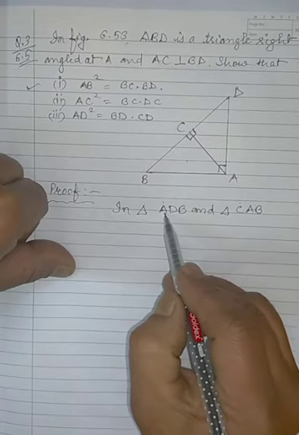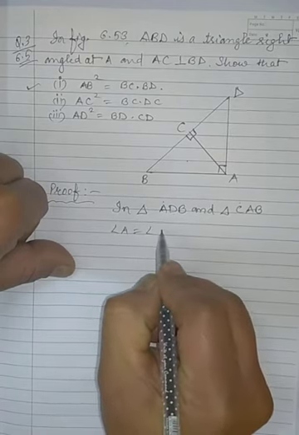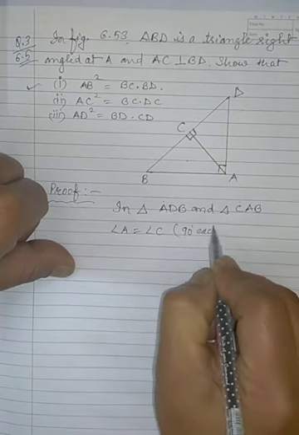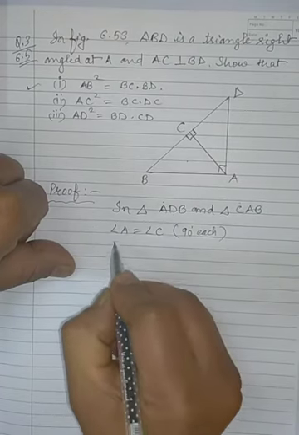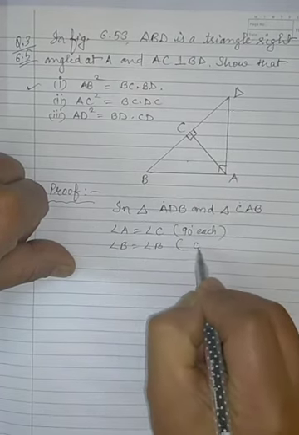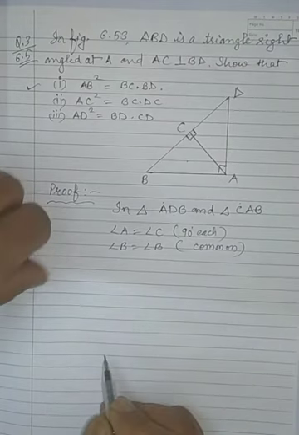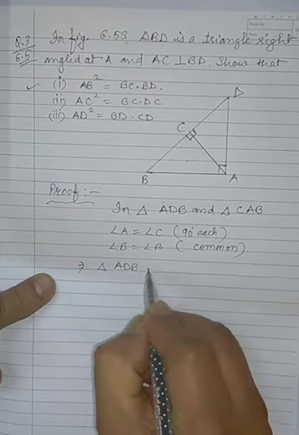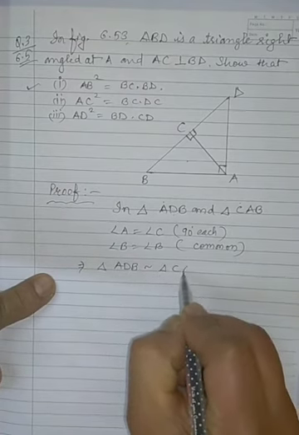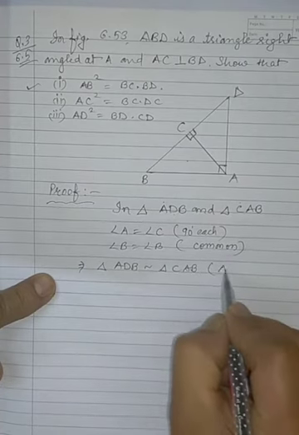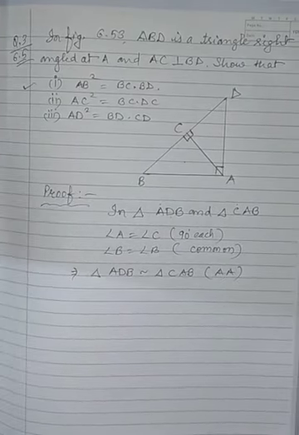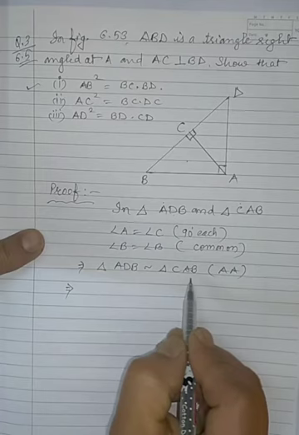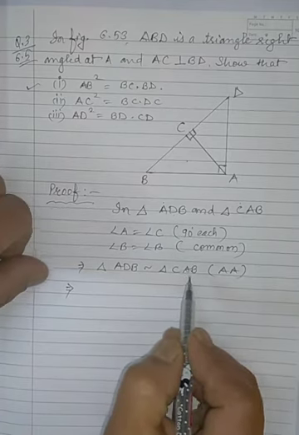So here angle A is equal to angle C, each 90 degrees. And angle B is equal to angle B, which is common. That means triangle ADB is similar to triangle CAB by angle criteria. That means if the two triangles are similar, then their corresponding sides are proportional. We will use this property.